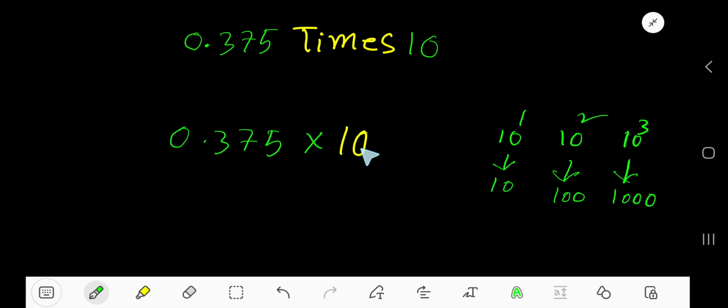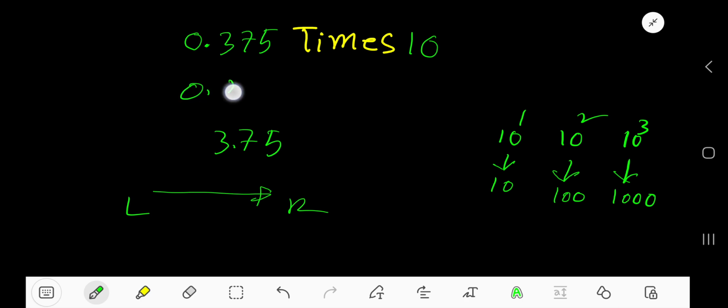So to multiply, since this number is a power of 10, count the number of 0s. So the decimal point will move left to right one digit, that is here. So 3.75 is your answer.